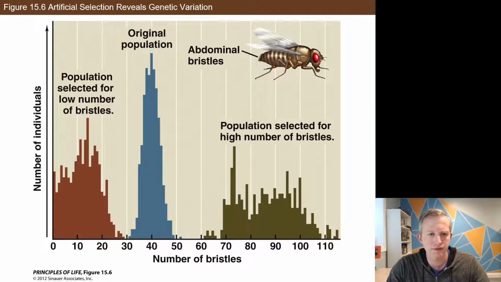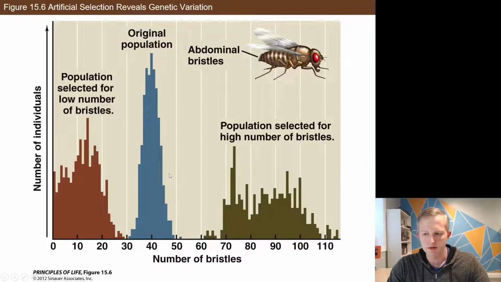Laboratory experiments have demonstrated this as well. Fruit flies, again, a great model organism. It can be seen that with selection for more or fewer of these abdominal bristles, pretty quickly, over not too many generations, you can lead to a pretty notable difference in the predominance of those bristles.